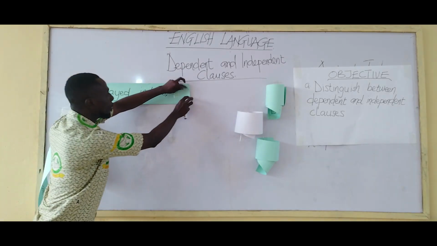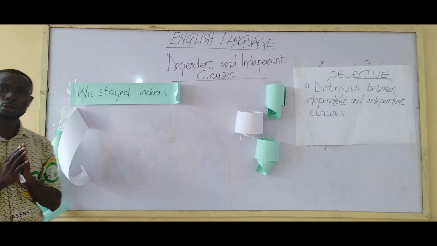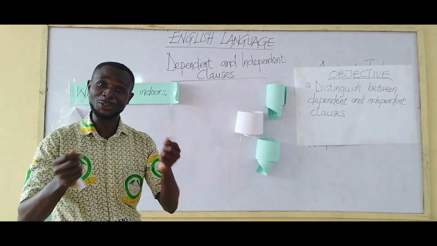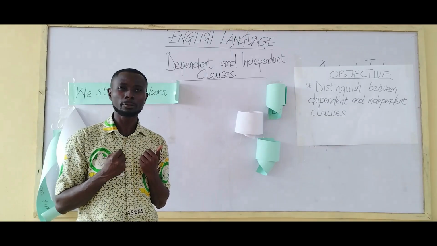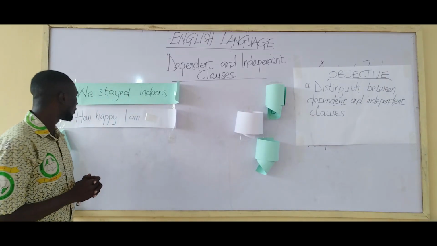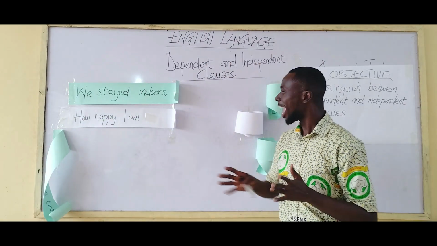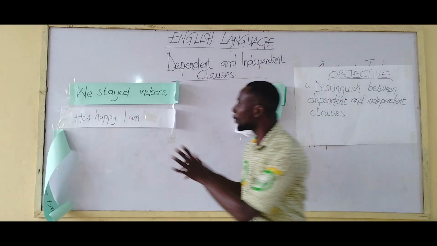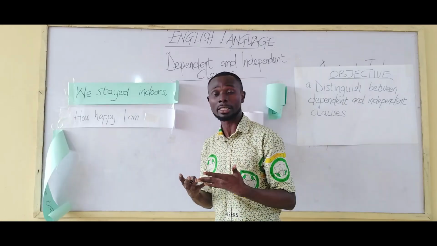Look at this example on the board. We stayed indoors. Does that make a complete thought? Sure, it does. Because when I say we stayed indoors, you get a full meaning. Now let's look at the second one. How happy I am. I say that how happy I am. And this gives a complete meaning. Okay, so these two types of sentences are what we call the independent clauses.